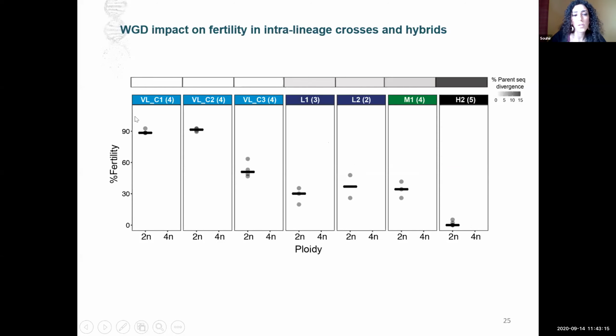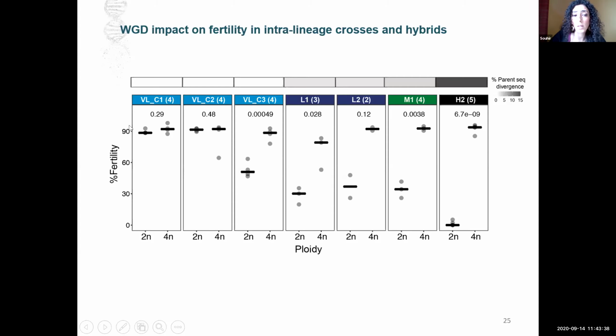So we calculated the percentage of fertility in all the crosses, and as you can see, the fertility of diploids decreases with parental divergence. However, after whole genome duplication, the fertility of tetraploids is highly increased in hybrids compared to diploids.